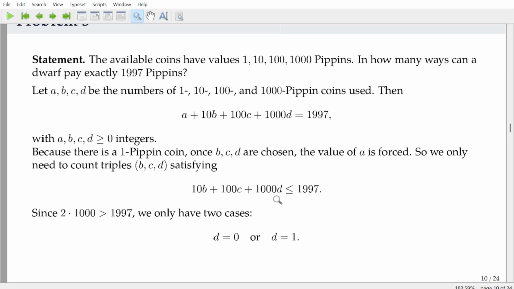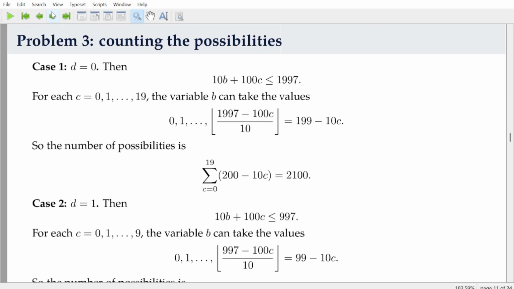All right. So ultimately, since we know that 2 times 1,000 is obviously 2,000, which is greater than 1997, D has to be 0 or 1. Because if D is equal to 2, then that left-hand side is going to be greater than 2,000, right? Because B and C are both non-negative integers. They could be 0 or some positive number, because the number of coins I'm using has to be 0 or some other positive integer. So there are only two cases, D equals 0 or D equals 1, and we can split into cases here.